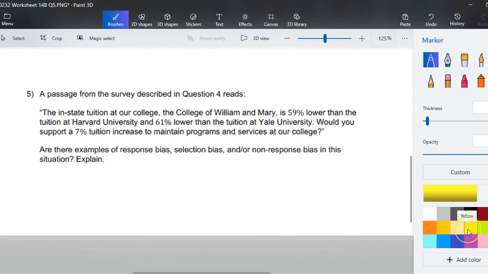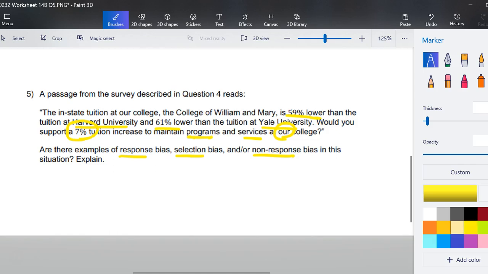A passage from the survey described in question 4 reads, "The in-state tuition at our school, the College of William and Mary, is 59% lower than tuition at Harvard, and it is 61% lower than tuition at Yale. Would you support a 7% tuition increase to maintain programs and services at our college?" Are there examples of response, selection, or non-response bias in this situation, and explain?